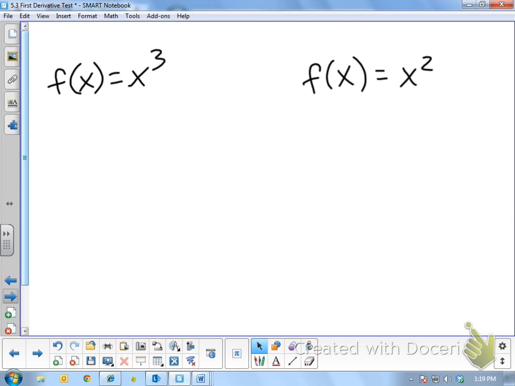Evelyn, will you come write up your intervals of increasing and decreasing for x squared? Want me to write down the sentence? No, just increasing from here to here, decreasing from here to here. That's all we need right now.